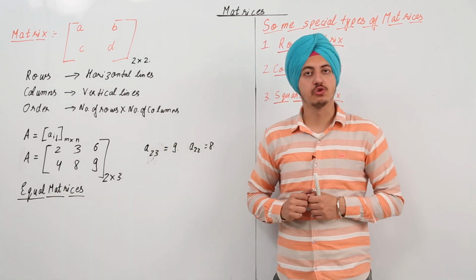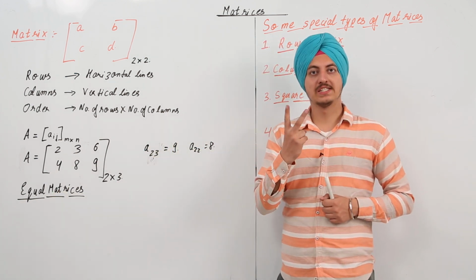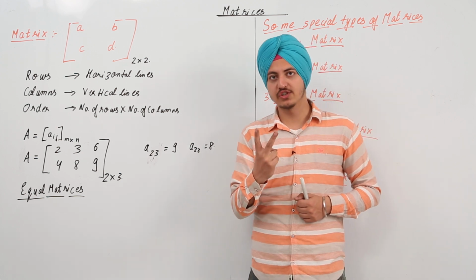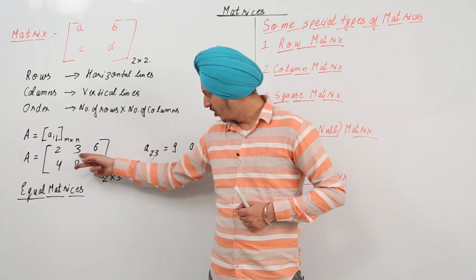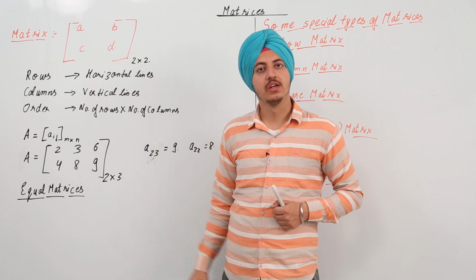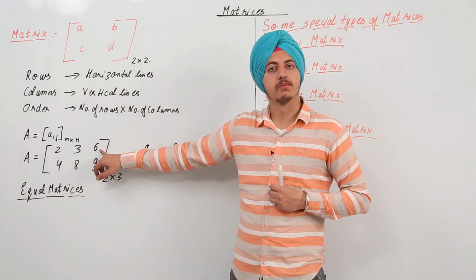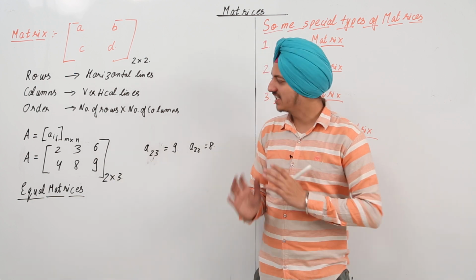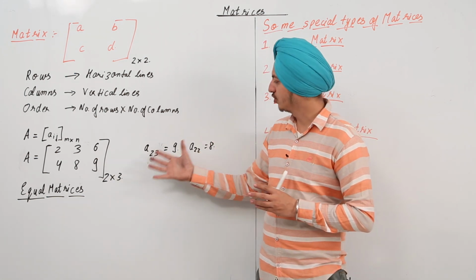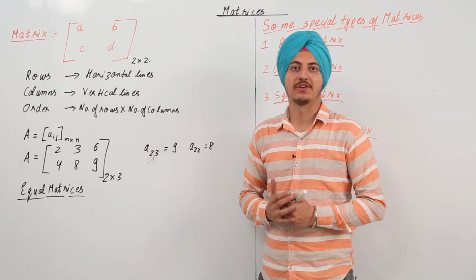What is A12? First row, second column, right? A12, first row, second column. First row, second column, 3. A13, first row, third column. First row, third column, 6. Right? So these are how we come to know about the elements of a matrix.